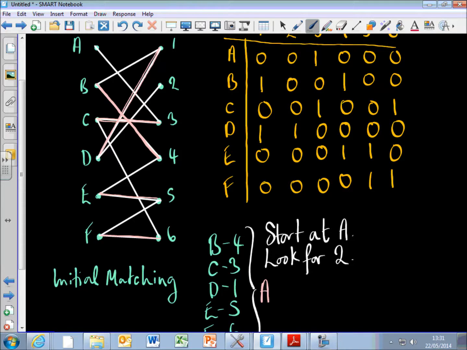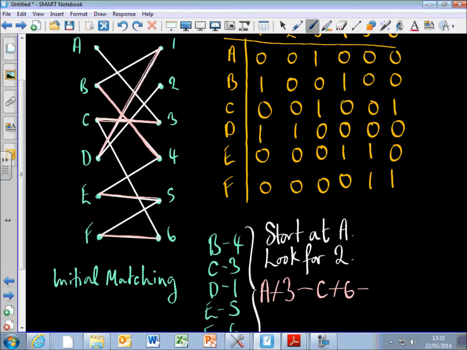From A, I'm going to go to 3. And I'm going to use this notation. I went from A to 3, and they weren't connected, so I'll put a line through it like that. Okay? From 3, where do I go? I can only go to C. 3 to C. That was connected. From C to 6, is it? That's not connected.